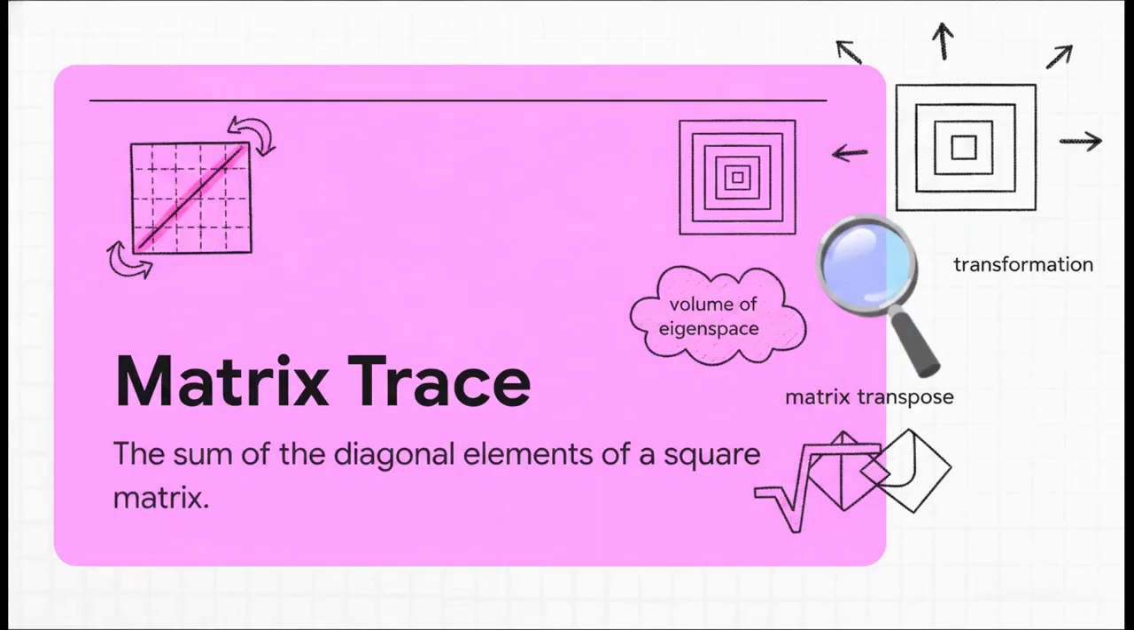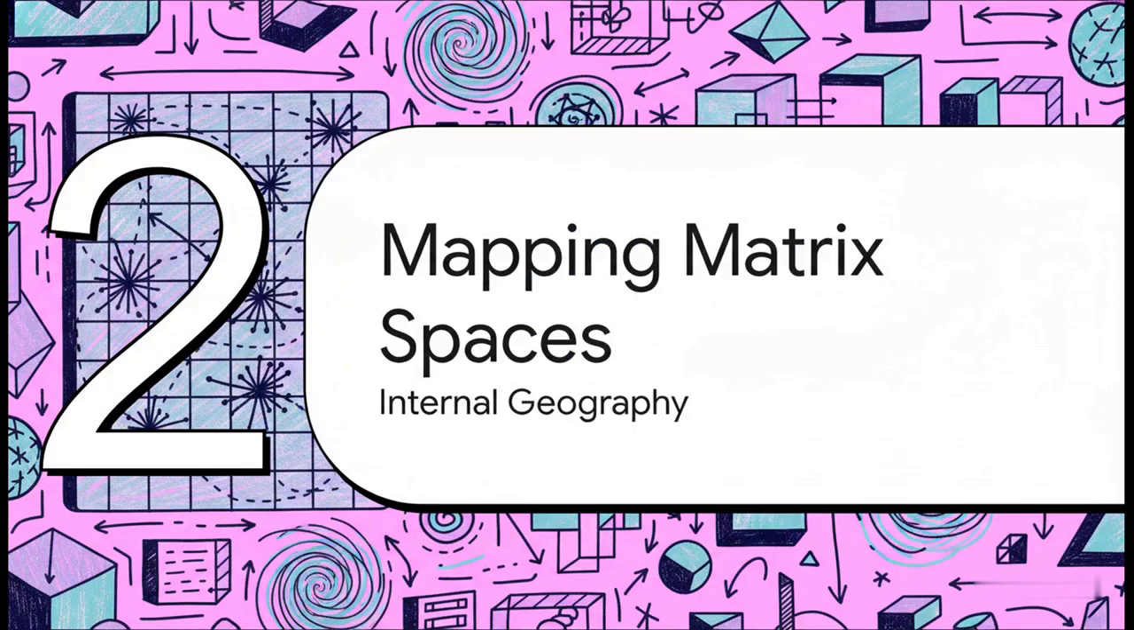Another really vital metric is the matrix trace. It's honestly incredibly simple to calculate. It's literally just the sum of the diagonal elements of a square matrix. The trace actually represents the physical volume of a matrix's eigenspace. And fascinatingly enough, that Frobenius norm we just talked about, you can actually calculate it as the square root of the trace of the matrix multiplied by its transpose. Kind of neat, right? Okay, moving right along to section 2, mapping matrix spaces.